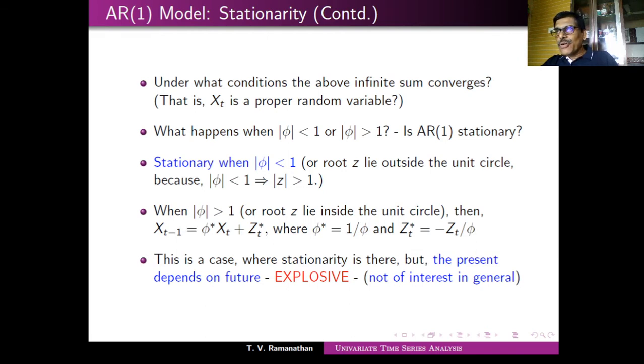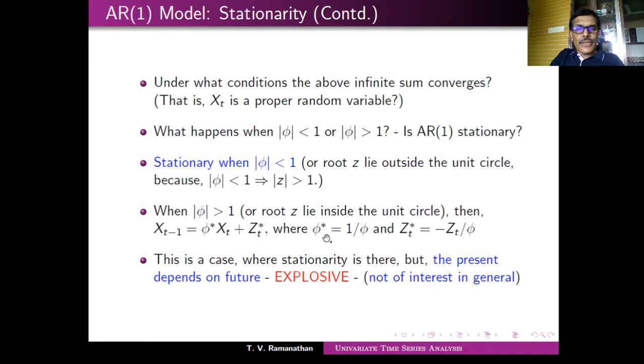I am not talking about the coefficient, I am talking about the root of the polynomial. Now the root lies outside the unit circle as long as the coefficient lies inside. So that's why we put the condition in terms of phi, absolute of phi less than 1, in the case of an AR(1) model. Okay. So now the question is, what happens if phi is greater than 1?